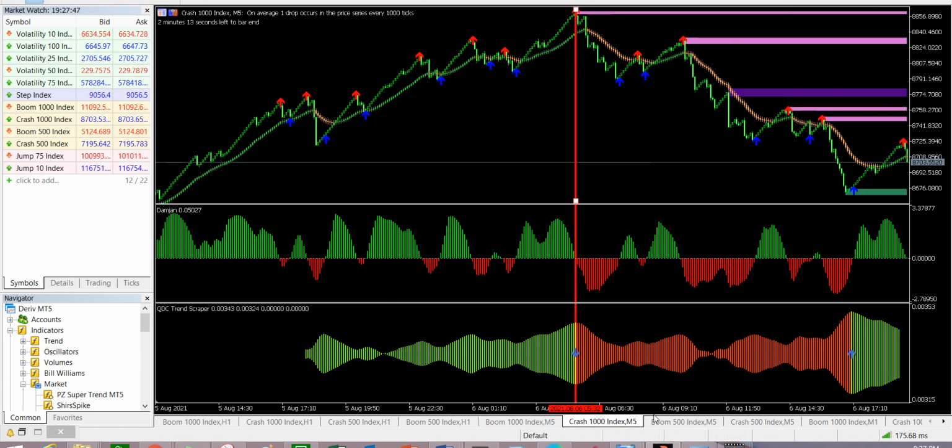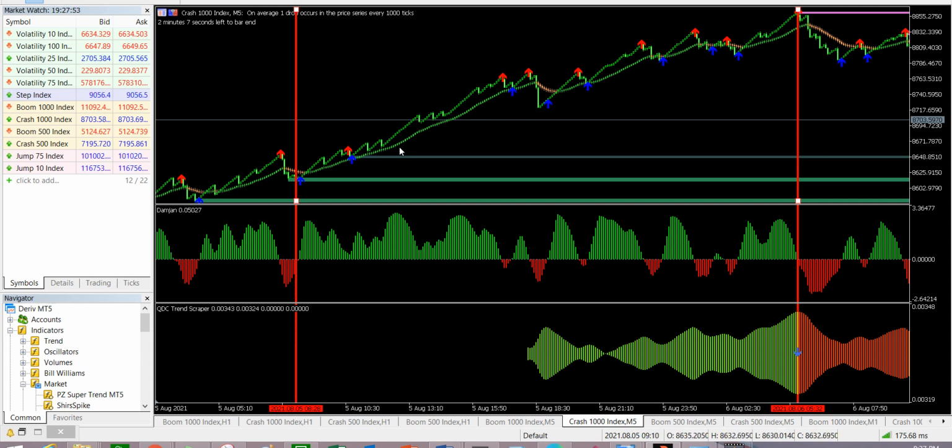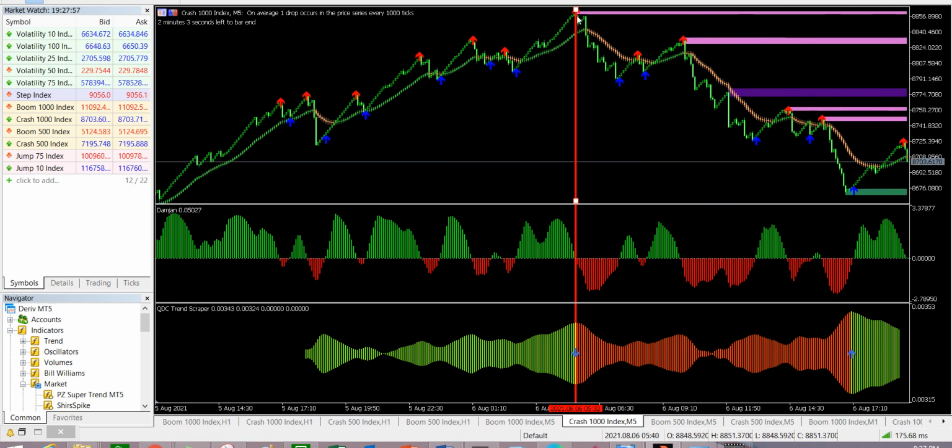As we can see, Crash 1000 has been on a very long uptrend, starting from here, and it has been going up and up and up, and it came to an end right here and came down to this support zone to finish the downtrend, and right now it's going back on an uptrend.